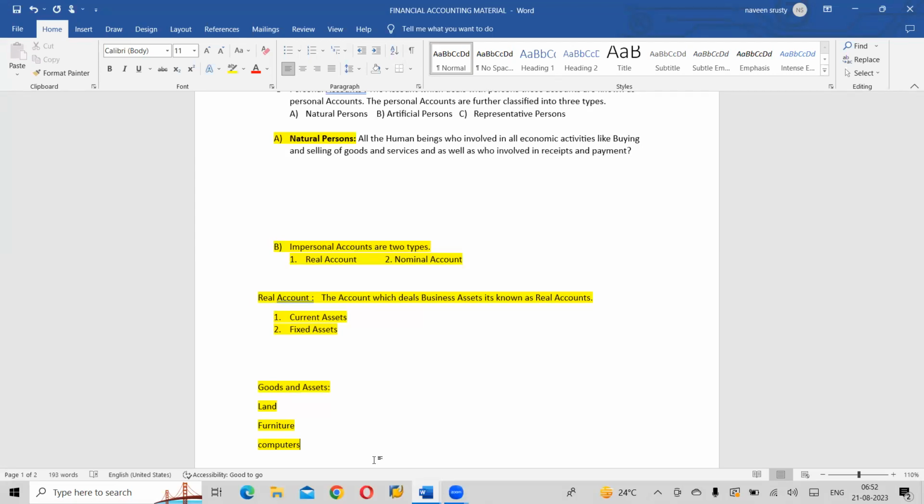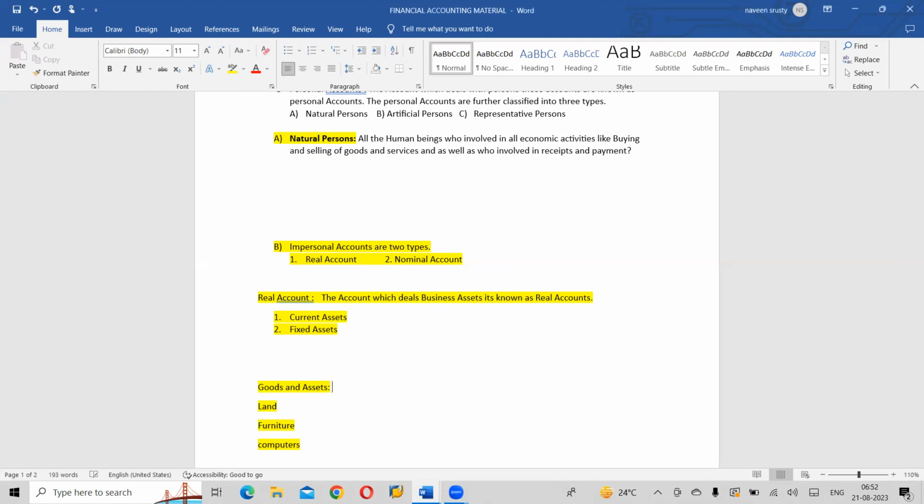Because we won't sell them within a year. See, for example, I'll tell you what is the difference between a good and an asset? Goods are basically for trading and assets are for investments. Okay, so all these things, is it a good or an asset? Assets. These are assets. But the things will be different.